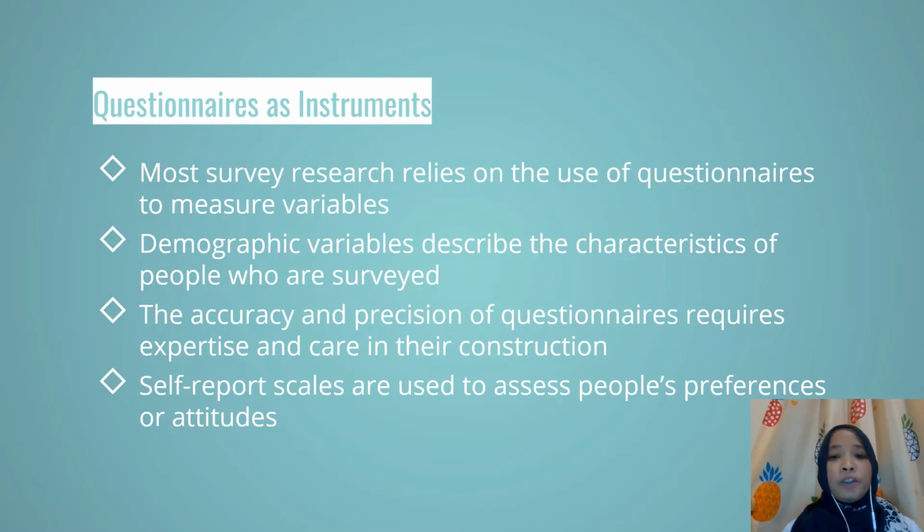Self-report scales are used to assess people's preferences and or attitudes. This is the easiest way. We're just asking people, and you might have been a participant in many surveys and research, and you might have already completed some type of questionnaires in which you were asked to report about your opinions, your attitudes, your impression about something, your perception, your emotions, even about many things.